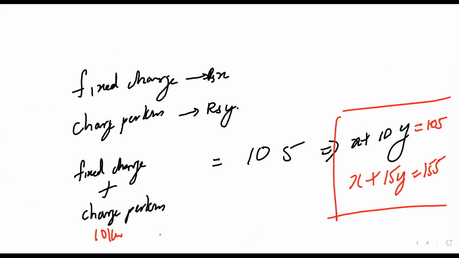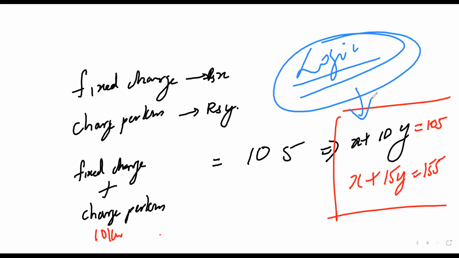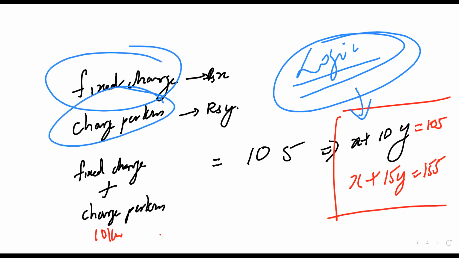Now is it clear? Yes, x plus 15y is equal to 155. Did you get the logic now? See, solving, we can learn very fast. Solving is something everyone can do faster. It is not a big thing, but logic is important. Think and do it. This is the logic: fixed charge plus charge per kilometer. A normal thing, we are doing it in everyday life. I'm sure everyone must have traveled in a taxi in their lifetime. Correct? Then we have to solve for x and y. That's all.